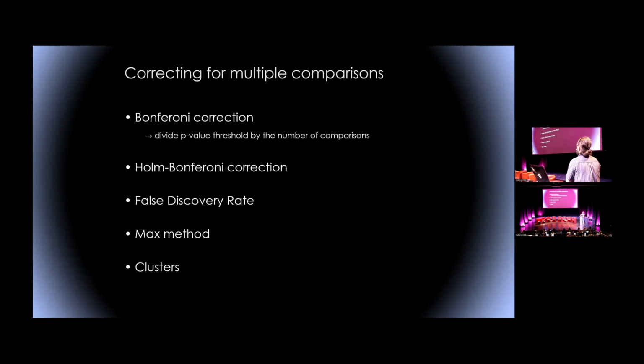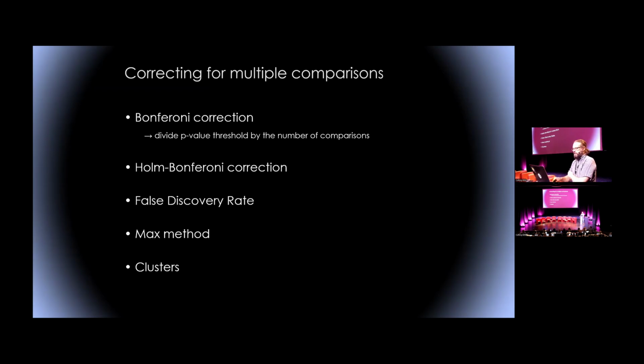Well, there's different methods, and we're going to look at the most popular. There's Bonferroni, which is the most aggressive method, which is just divide the p-value threshold by the number of comparison. 10,000 time frequency points, divide your p-value by 10,000. Simple. It's very simple, but it's also extremely aggressive, and nothing survives Bonferroni. So that's why we have other methods, which the first one is Holm-Bonferroni correction. So we're going to see how this is done. We also have the false discovery rate, the max method, and finally the cluster method.